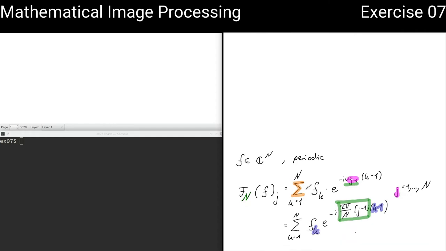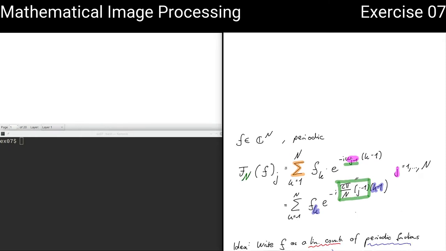We then defined the discrete Fourier transform for signals of length n via this sum here over the components of our signal from k equals 1 to n, and we multiplied them with a discretized periodic function. So these frequencies omega_{j-1} are precisely defined by 2 pi over n times (j minus 1).